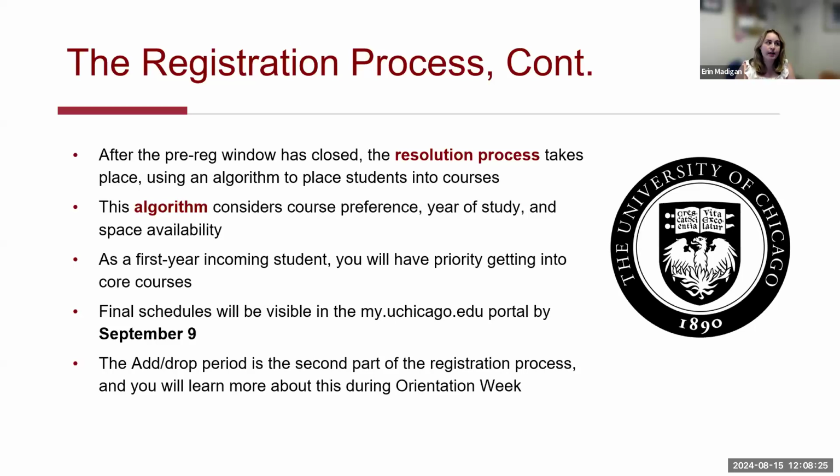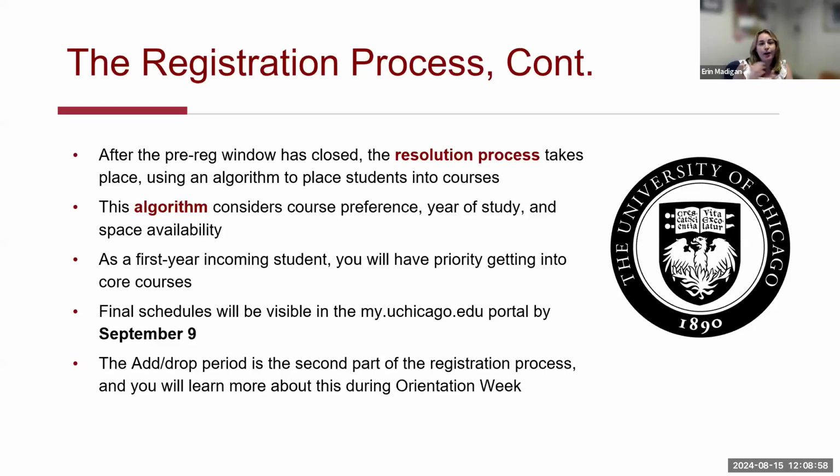Some classes prioritize first year, some classes prioritize fourth years. It depends on the types of class, as well as space availability in each course. That algorithm will be prioritizing first year students, so all of you, as well as second year students for our core courses. So you will have a higher priority of getting enrolled into classes for the core than your fourth or third year peers.